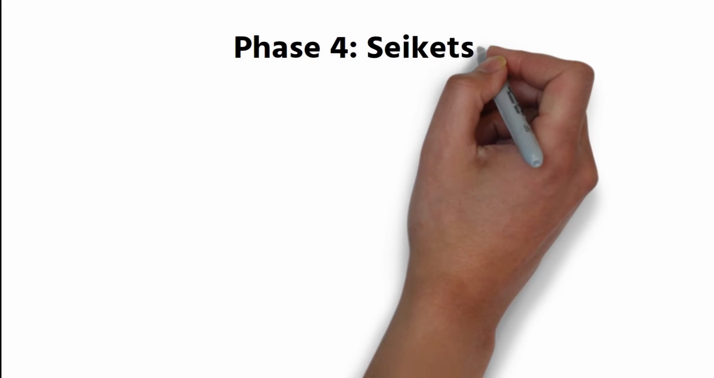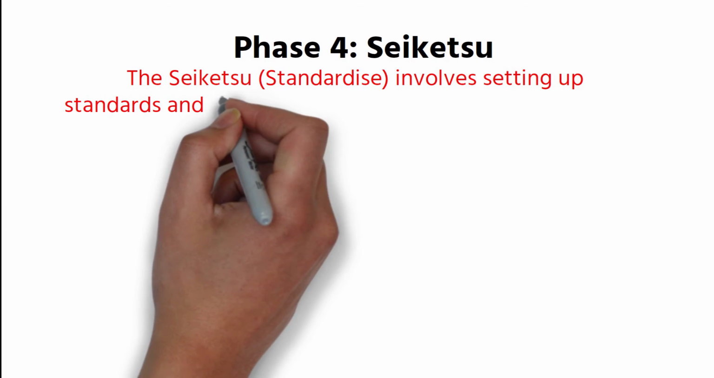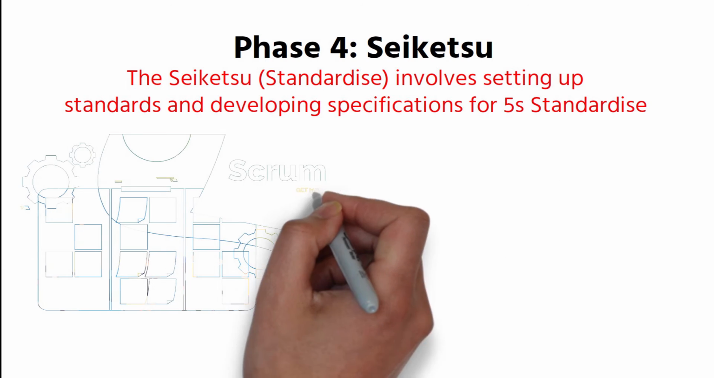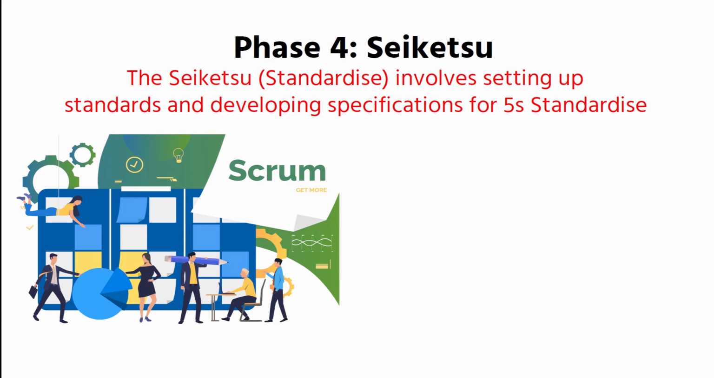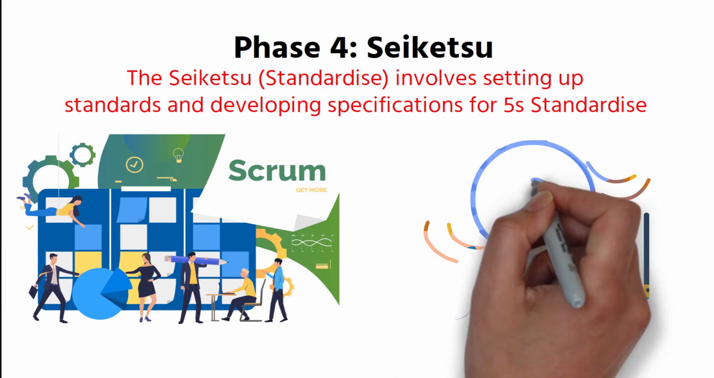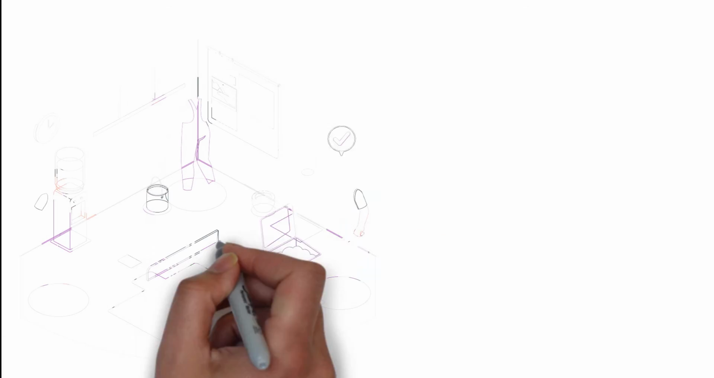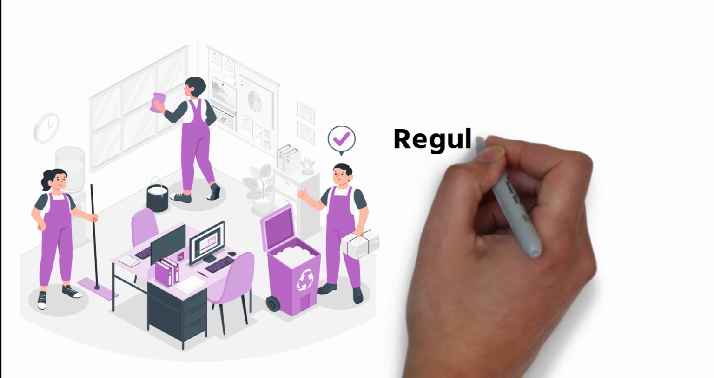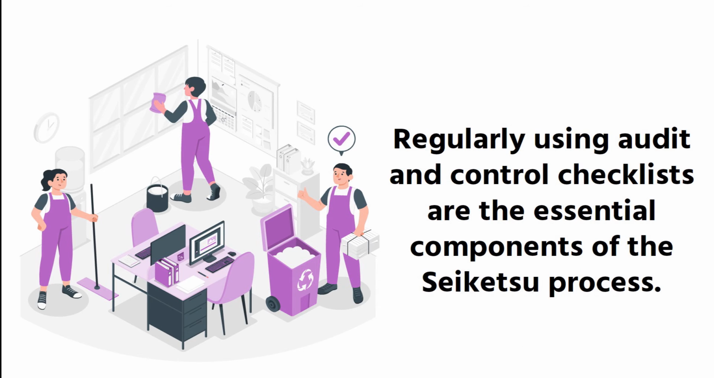Phase 4, Seiketsu. Seiketsu, standardize, involves setting up standards and developing specifications for 5S standardization. Seiketsu consists of building a strong set of procedures to maintain the 5S system. Every process should have a standard and high standards should be maintained in the workplace. Everybody in the work environment should be aware of their responsibilities for performing the first 3 S's: sorting, organizing, and cleaning. Regularly using audit and control checklists are the essential components of the Seiketsu process.